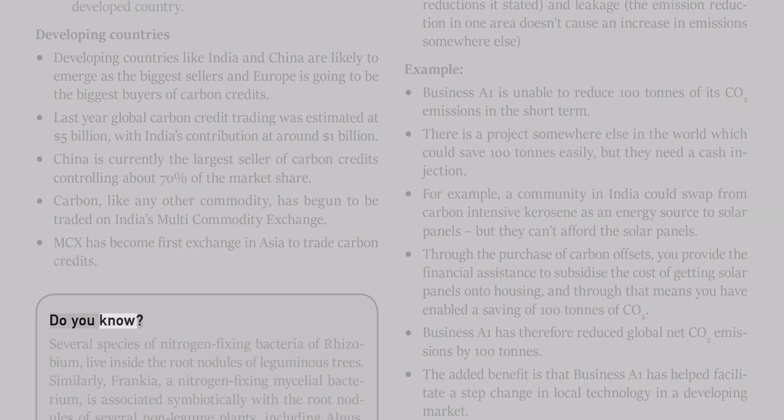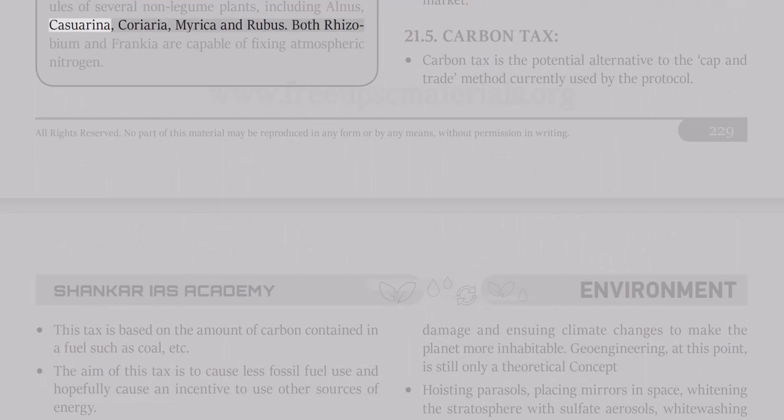Do you know? Several species of nitrogen-fixing bacteria of Rhizobium live inside the root nodules of leguminous trees. Similarly, Frankia, a nitrogen-fixing mycelial bacterium, is associated symbiotically with the root nodules of several non-legume plants, including Alnus, Casuarina, Coriaria, Myrica and Rubus. Both Rhizobium and Frankia are capable of fixing atmospheric nitrogen.